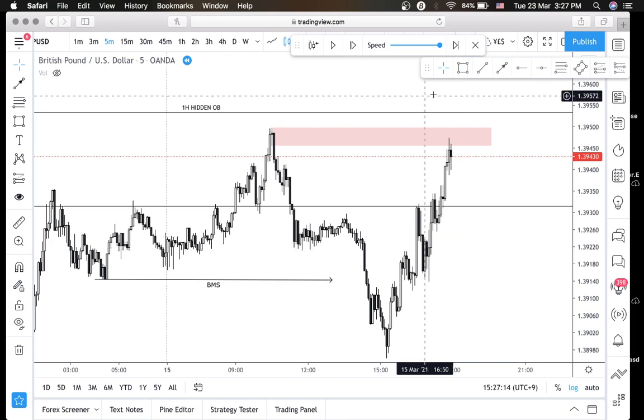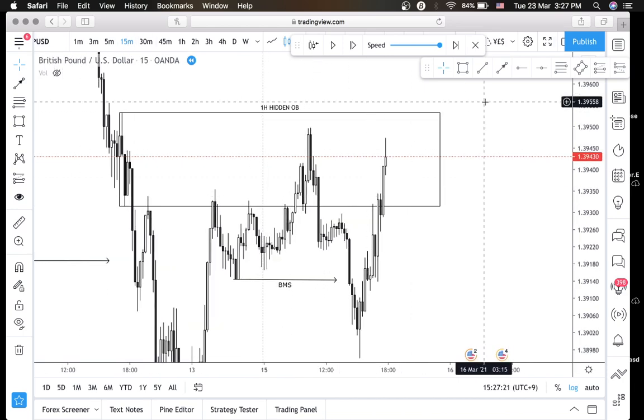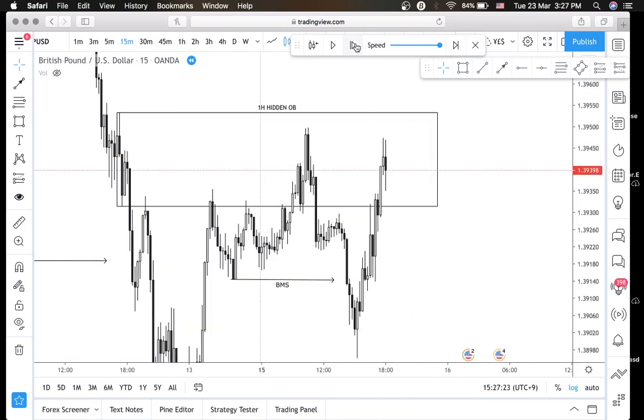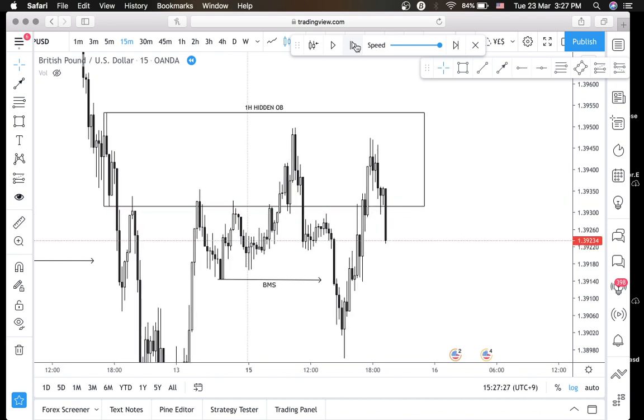So I would just enter here, perfect sniper entry, and take the trade down. But unfortunately, I was not behind the screen at this time. So let's see what happened later on. So yeah, we came off there. All this happened.